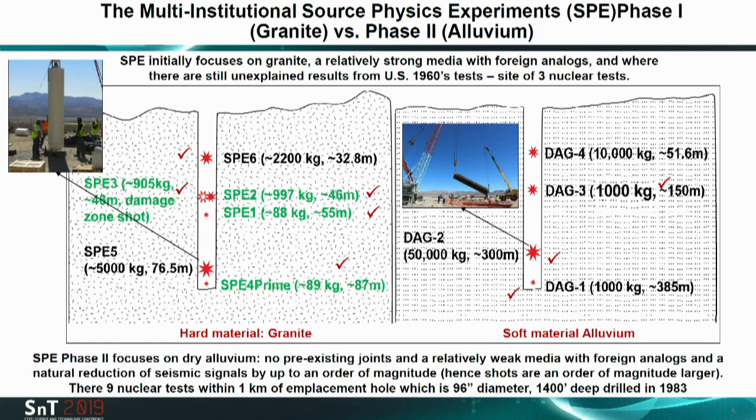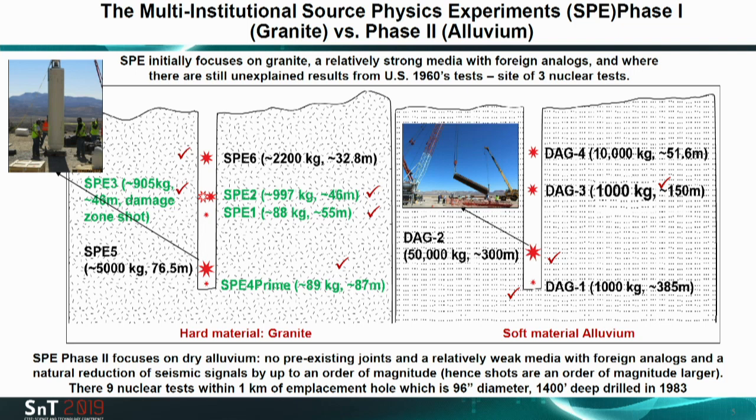Here are the two campaigns that were designed to answer those questions. These are pretty much the granite shots. So you have six shots, SPE one through six. And then the DAG, or the SPE phase two, is only four shots, one through four. And they're all executed. The DAG four was executed only last Saturday at 2:06. So all of them were successful.